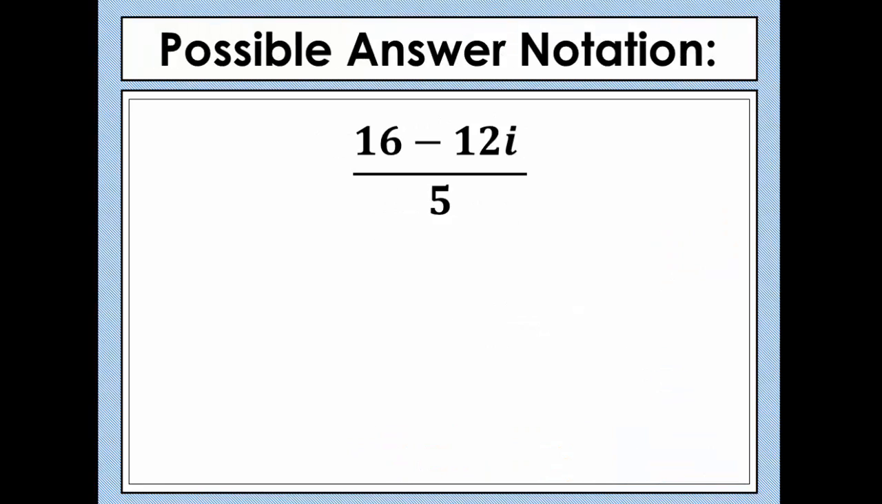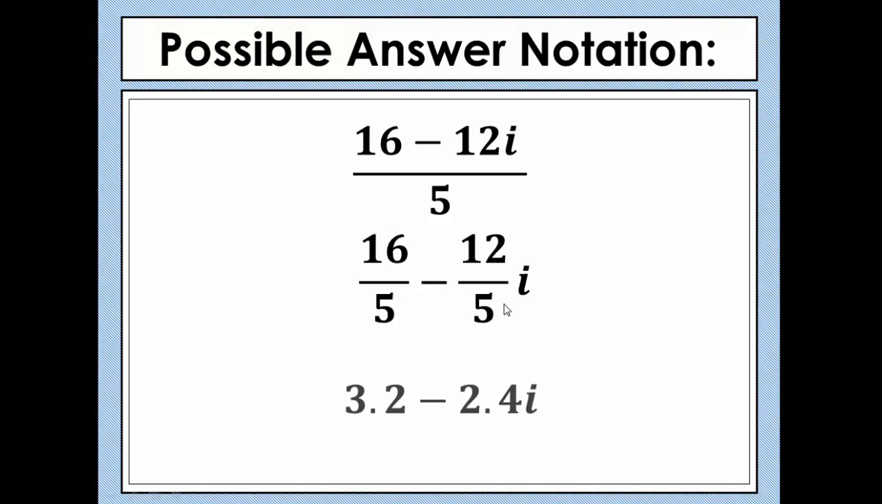Just so you know, on this page, this is our answer, but there's more than one way to put your answer in notation. So this is as one fraction. Here we have it separated as two fractions. And finally, since 16 divided by 5 creates a rational number, and 12 divided by 5 is also a rational number, we can put it in decimal form. And that's it. We've learned how to divide complex numbers.